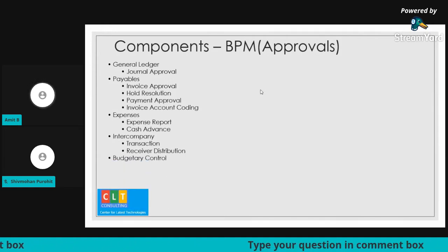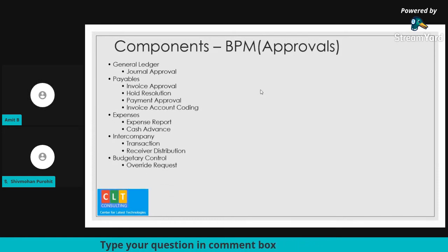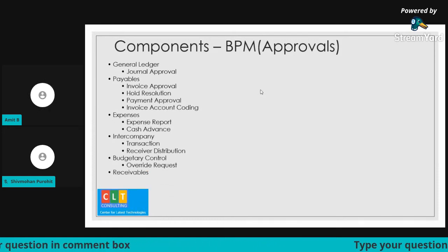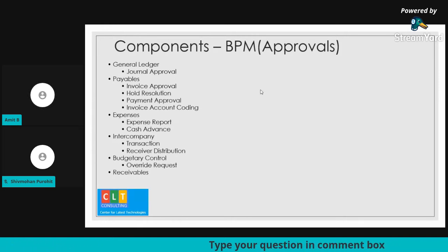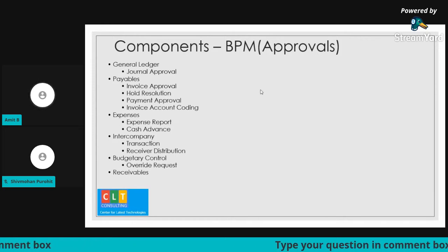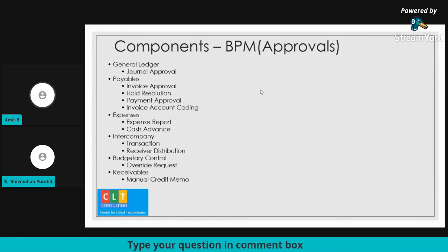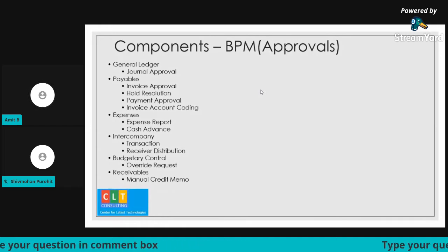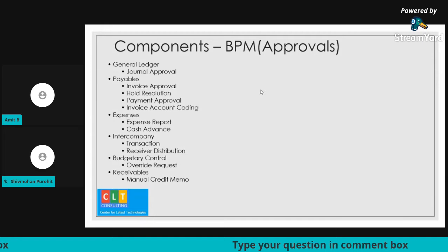You have got budgetary control, and in that you can have override request approval. Then another important and interesting module which has got approval now is receivables. In any other Oracle ERP prior to Oracle Cloud, there was no approval for Oracle receivables, account receivables. Now we have got manual credit memo, and as we are evolving, probably you may see more transactions coming into approval going ahead in future.